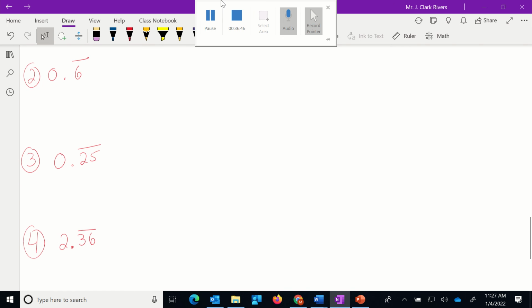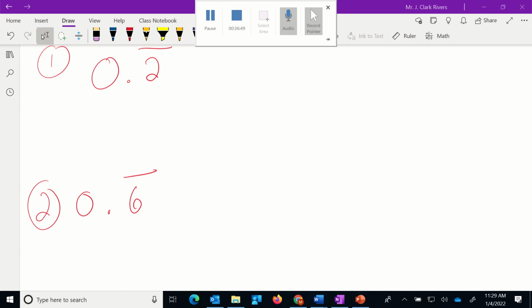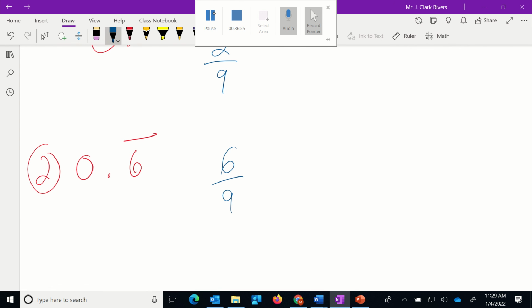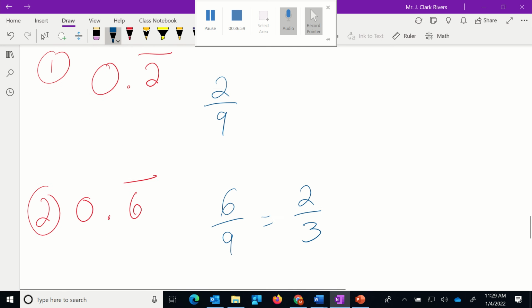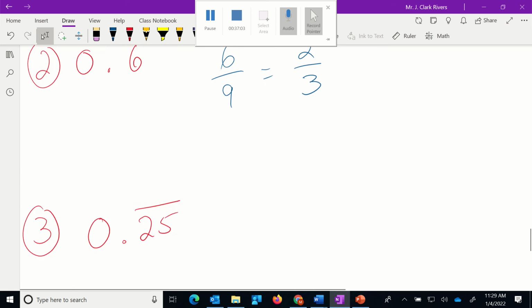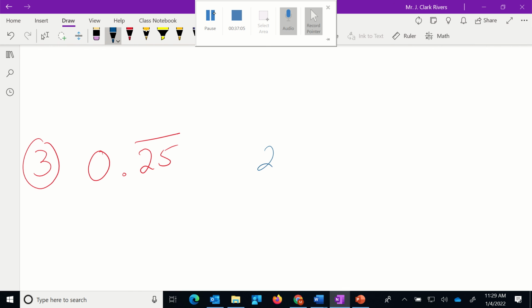All right. Quick. First one, you should have had 2/9. Second one is 6/9, which simplifies to 2/3. Anybody get to the third one? I can give you the answer if you did. Okay, the third one is 25/99.